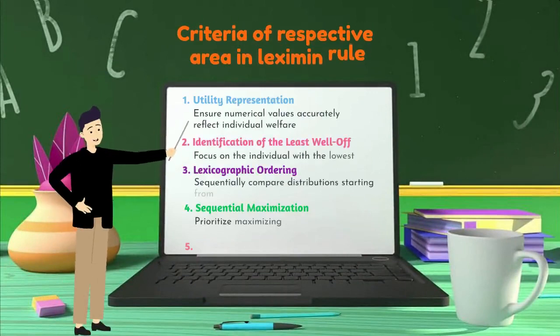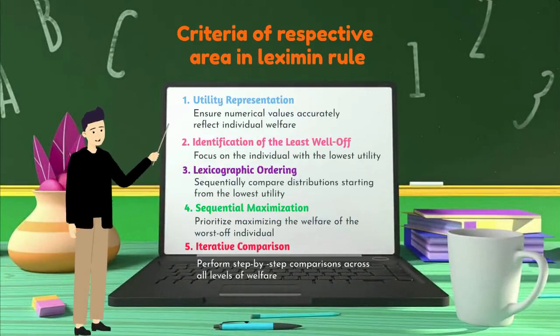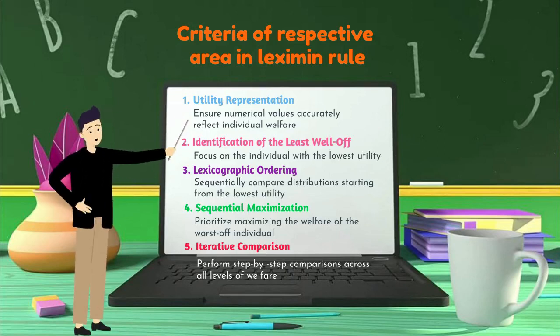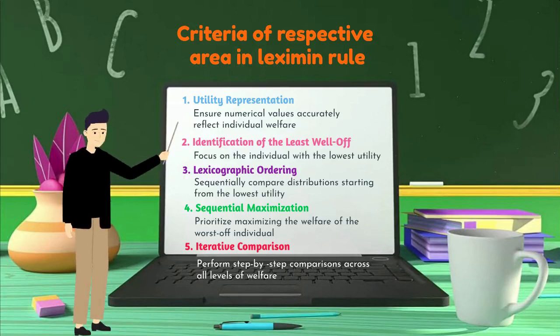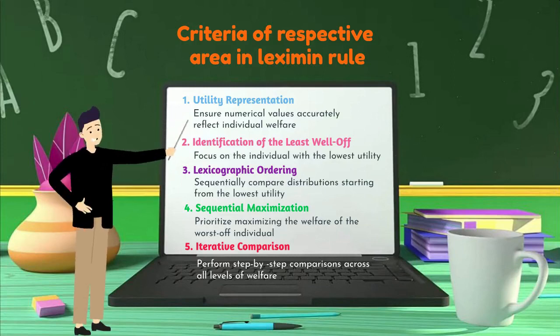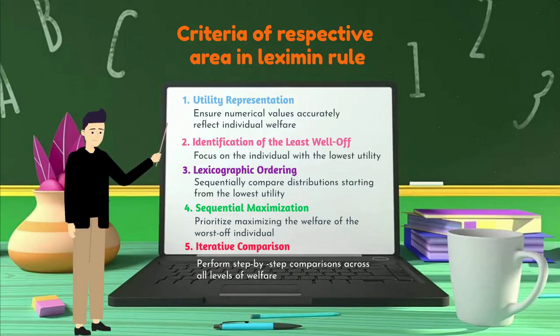So next we go to the criteria of respective area in Leximin Rule. Firstly, we go to utility representation. The criteria of utility representation is utilities must be represented as numerical values that accurately reflect the welfare or satisfaction of each individual. Next, we go to identification of the least well-off. The criteria of identification of the least well-off is to identify the individual with the lowest utility in each distribution.